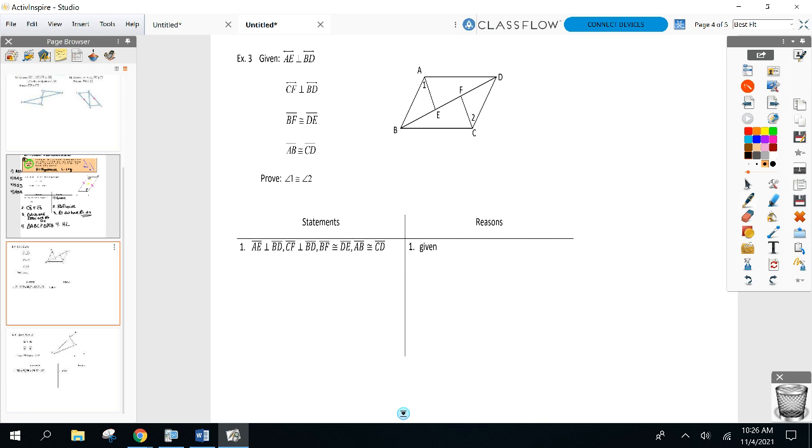Wait, why? Triangle ABD and triangle CFD. You can say it.